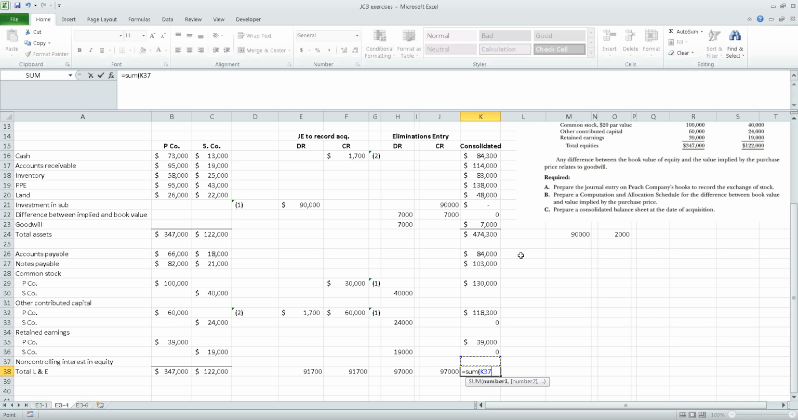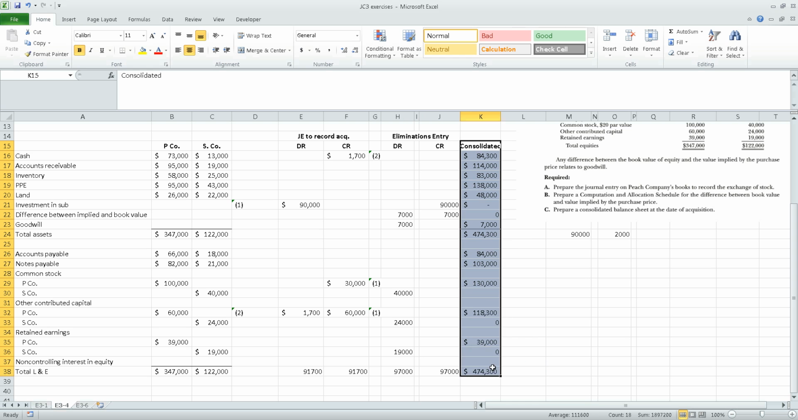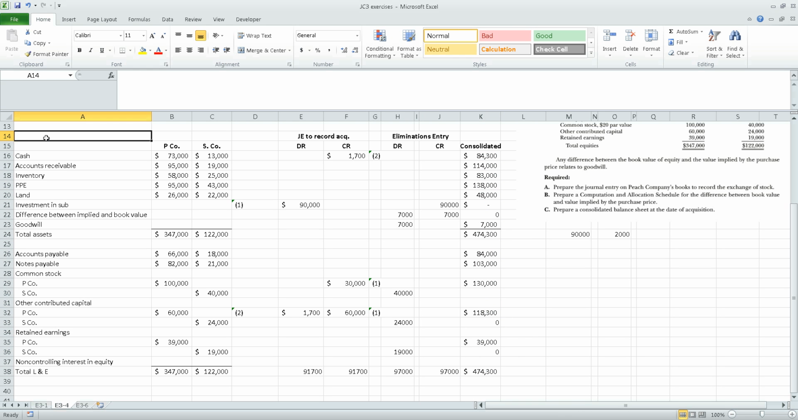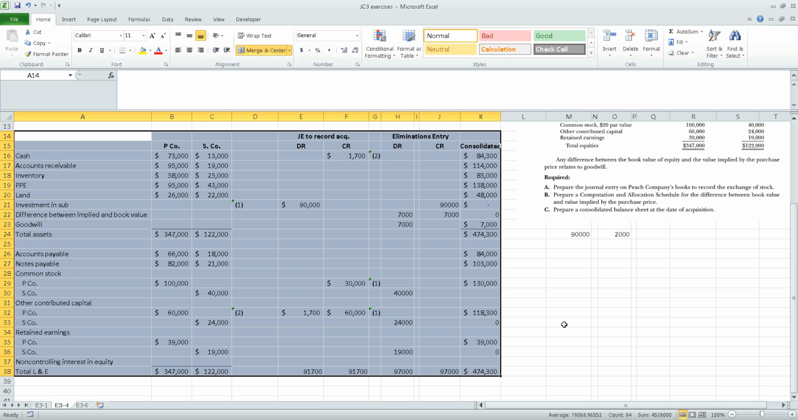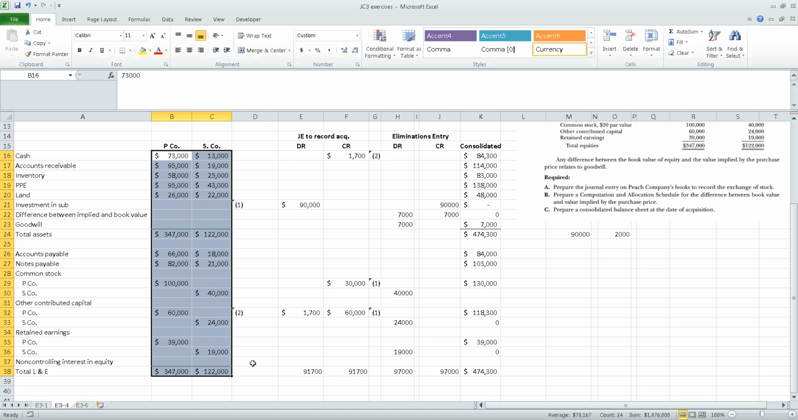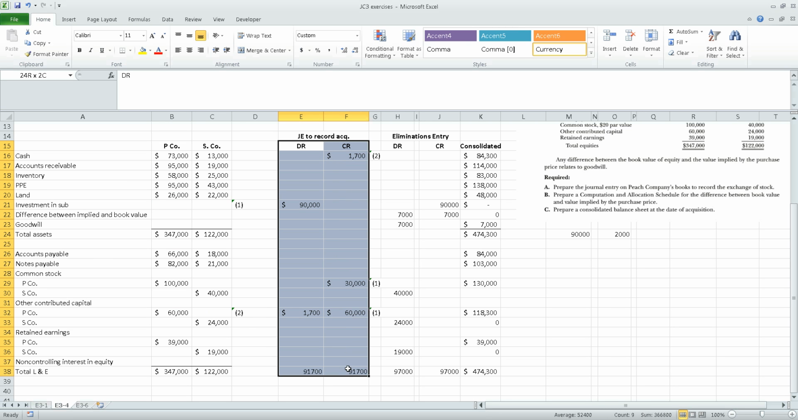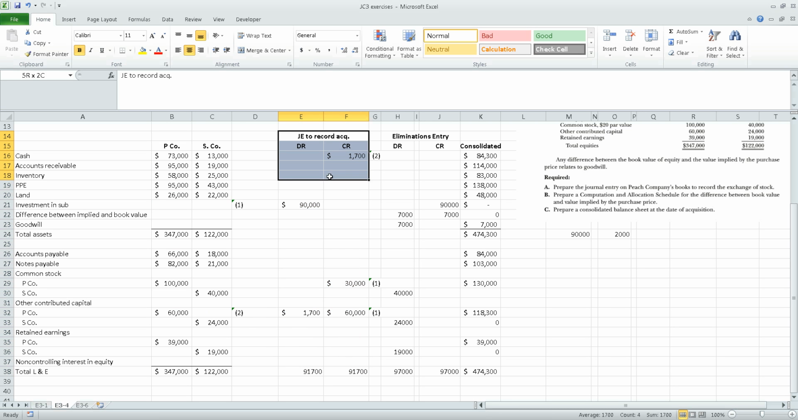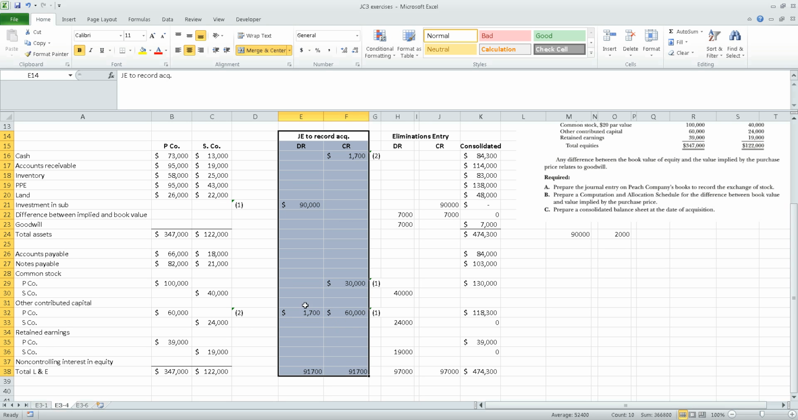So total liabilities and equity, $474,300. So this is what the consolidated balance sheet looks like. This is the eliminations worksheet with one additional column that was added simply because we were provided with pre-acquisition balance sheet numbers, which had to be updated by means of this journal entry here that will actually be made to the accounting records of P Company's general ledger.